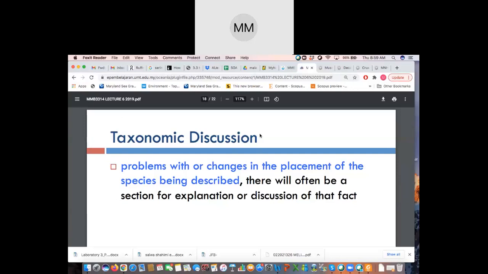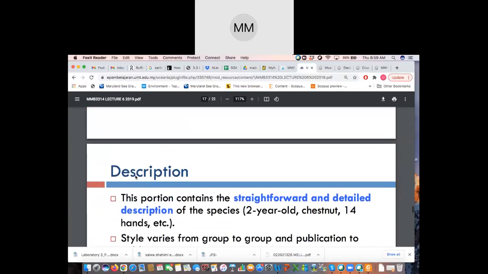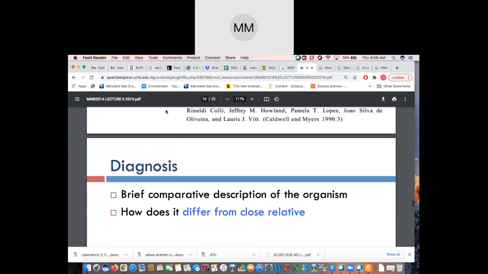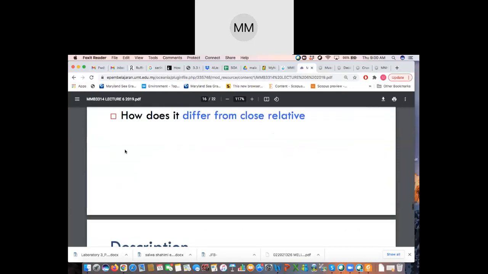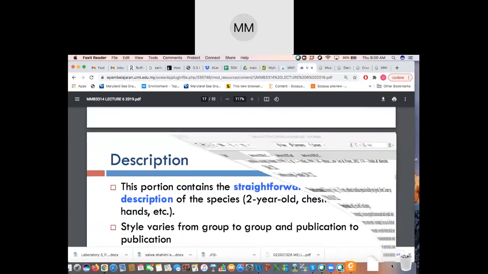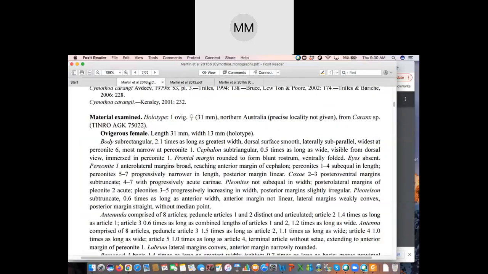So then I go to the taxonomic discussion. Technically, your description, your diagnosis, your etymology, and even your material examined, these are all under the subject of results. These are your results, okay? So if you were to see an example in this paper, perhaps this one.